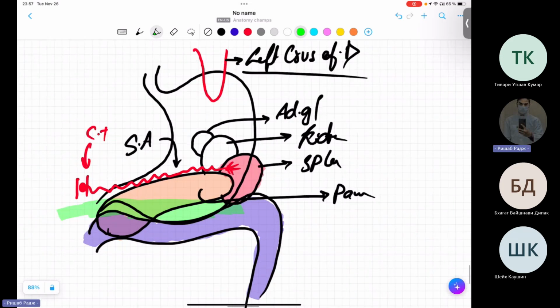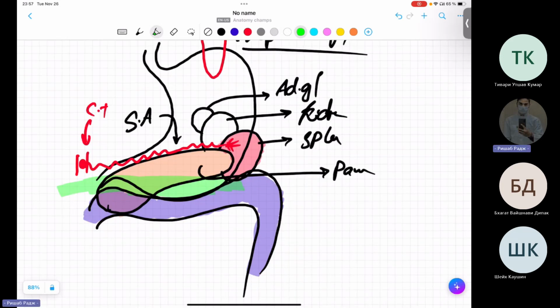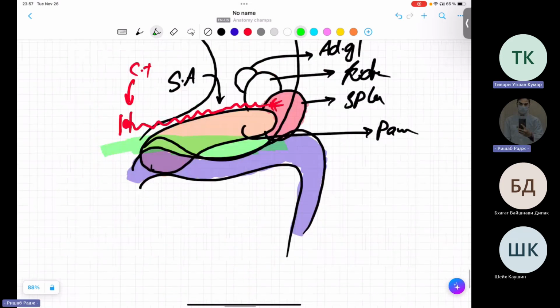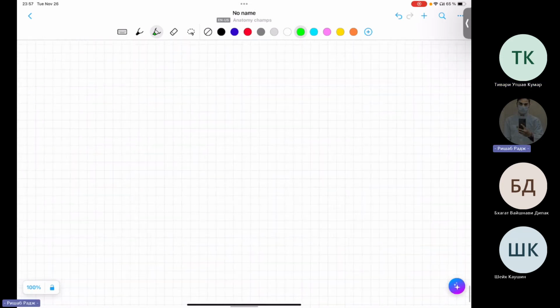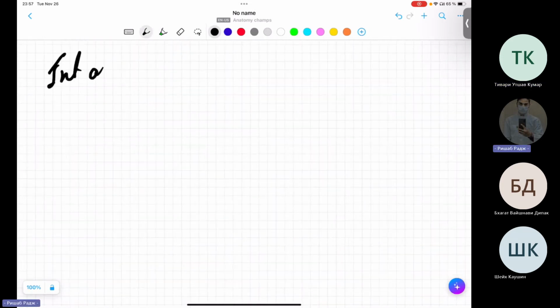You are in medical school. You are not in school where you will be studying something very basic. You have to know everything in an exact form. So this is your topic of the stomach. Is it a little complicated? Okay, good. Now let's talk about the interior of the stomach.